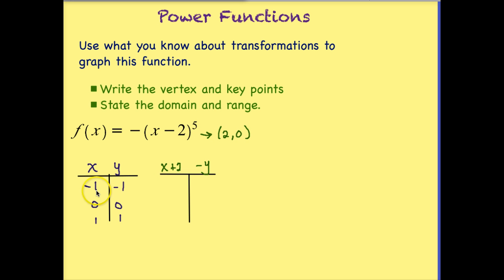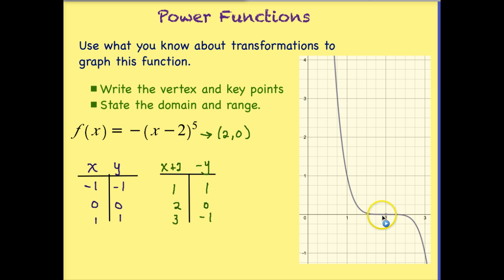Our key points have changed a little bit. Because it's an odd power function, our key points start off at (-1, -1) instead of (-1, 1). Now if we apply these transformations, we get 1, 2, and 3 here, and then for y, this changes, our signs become opposite. Let's go ahead and graph this and see what it looks like. So here we are with our vertex. We have a point at (1, 1), and we have a point at (3, -1) down here.